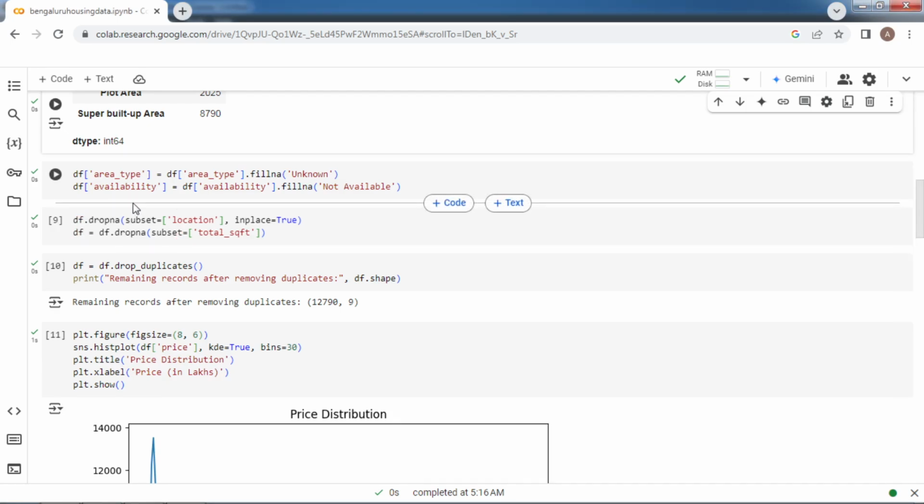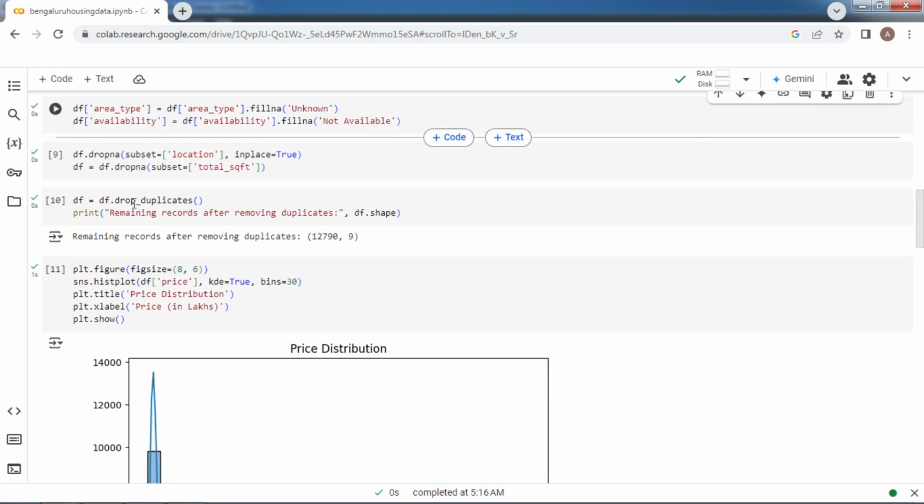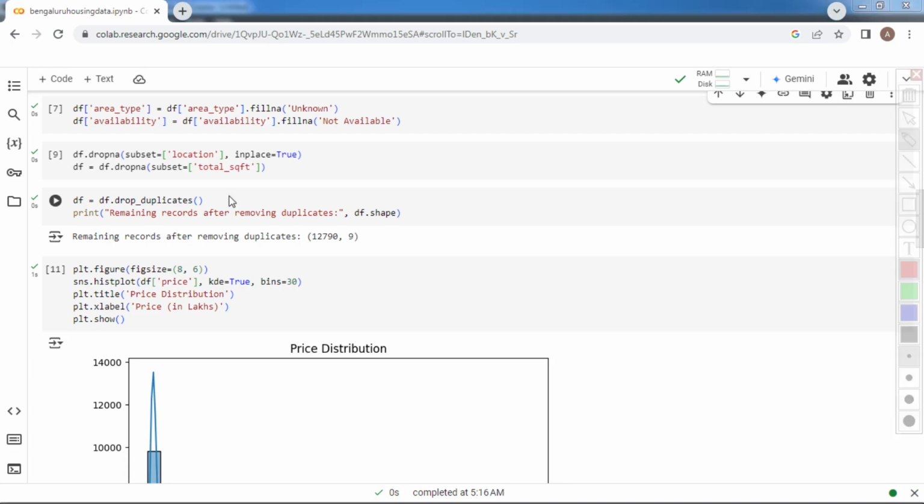Now we are removing duplicates, as this function suggests. We will remove any duplicate records to ensure we are not analyzing any redundant data, any useless data. Duplicate records can lead to misleading analysis further, so that's why we should avoid them.